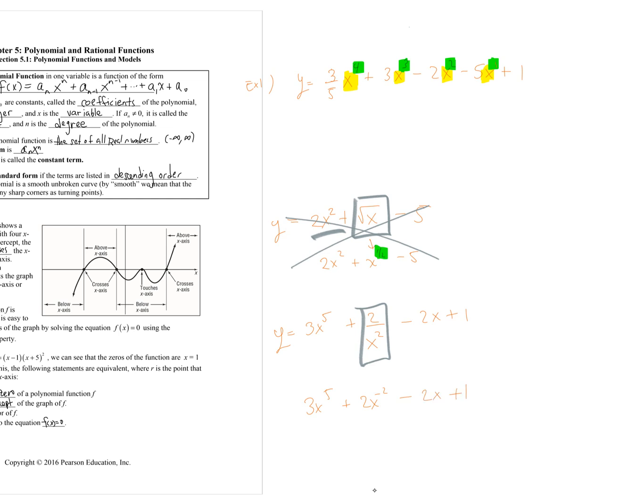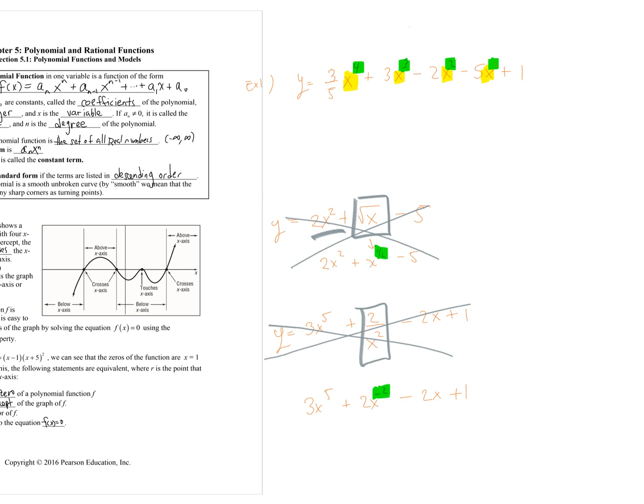And now here's the issue. The power is not positive. It's a whole number, well, at least it's an integer, but it's not a positive integer. It has to be a positive whole number in order for the function to be a polynomial. So although it's a function, it's not a polynomial function, so it's no longer valid for our purposes. These are two bad examples.